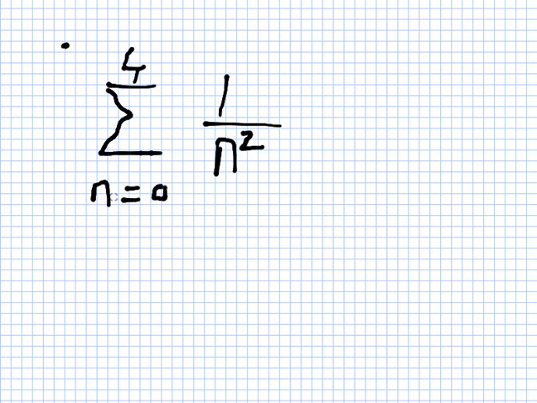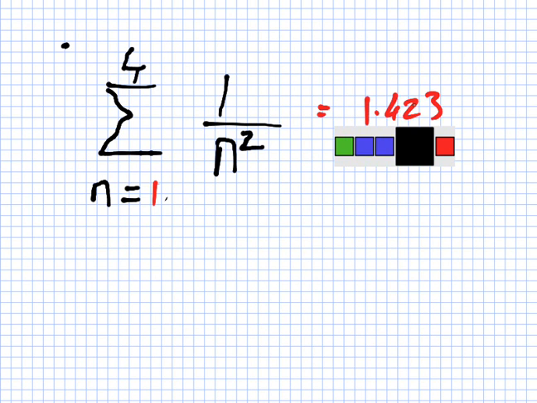One over 5 squared. 1.4. That sounds about right. What did you get? 0.01? No, that's too small. You said 1.4, was it? Yeah. 1.423, etc. What do you think? Is this convergent or divergent? We think it's convergent, yeah.